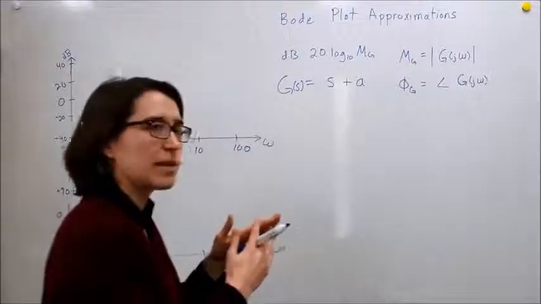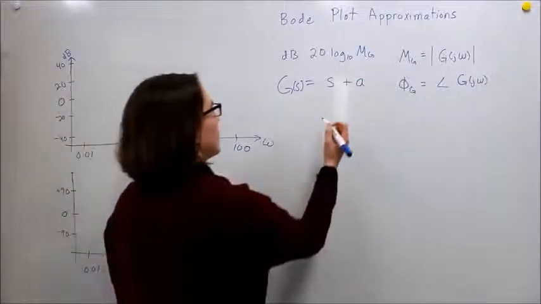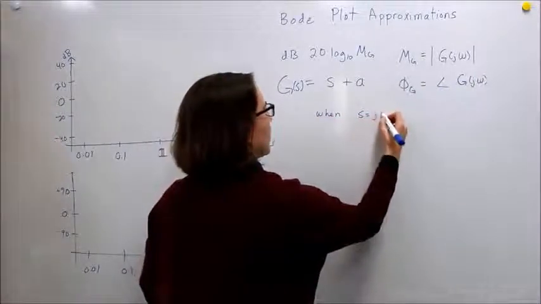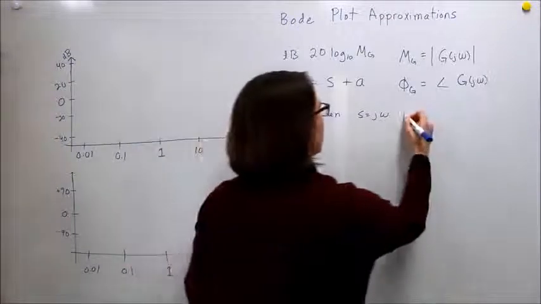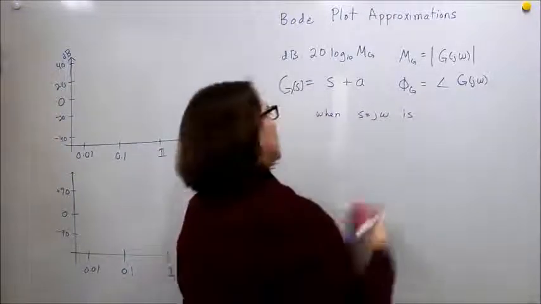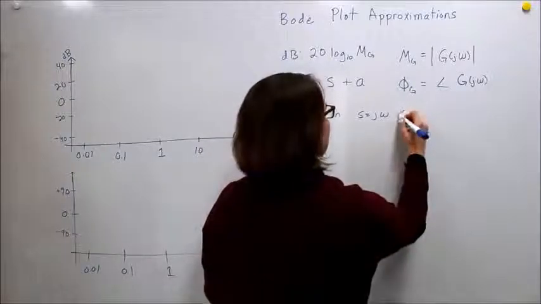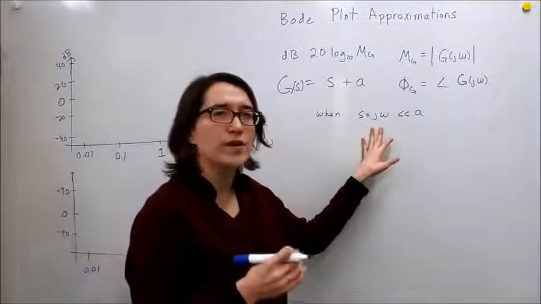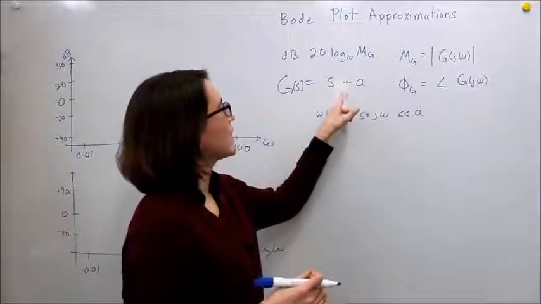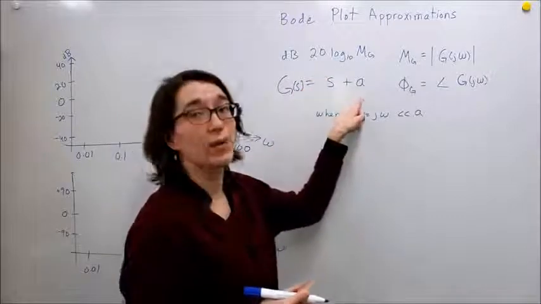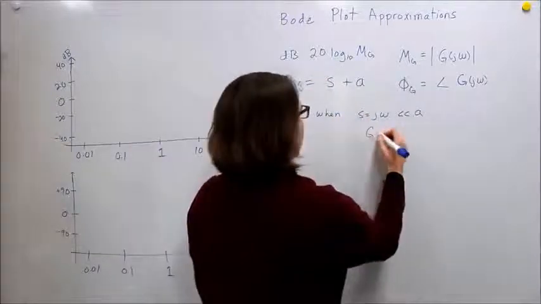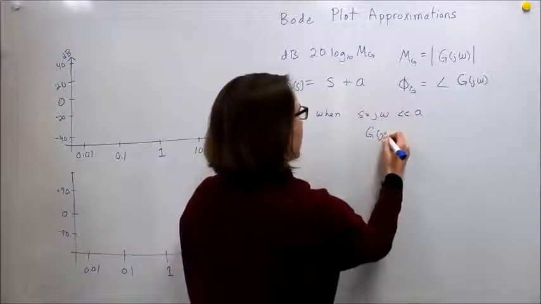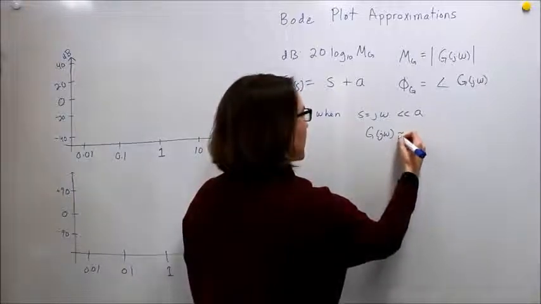So we're going to take two steps. First, we're going to look at when s, so s equals j omega, is, well, I guess we're going to say much less than a. Okay, so when we're at very low frequencies, the s doesn't really affect this. So this is a very small value, or a will dominate. So g of s here, with j omega, right? Because that's what we're looking at, is approximately just a.